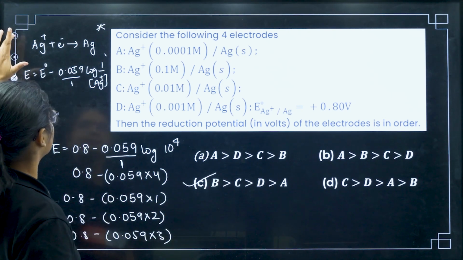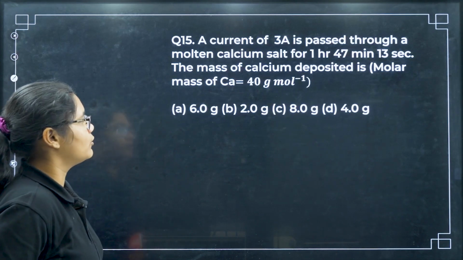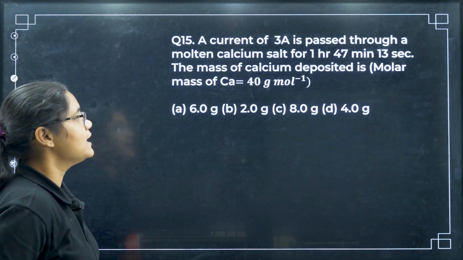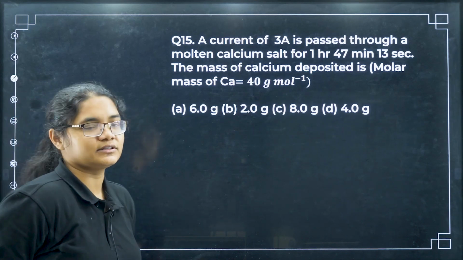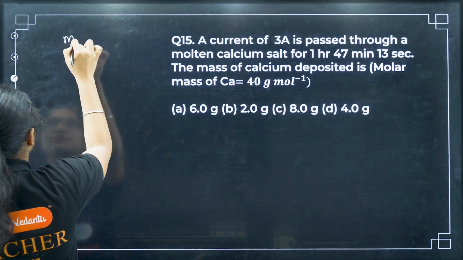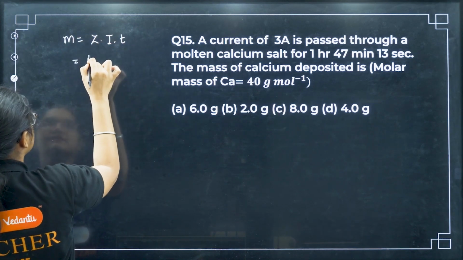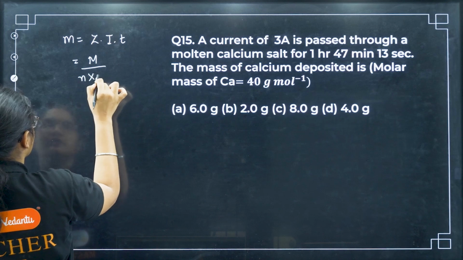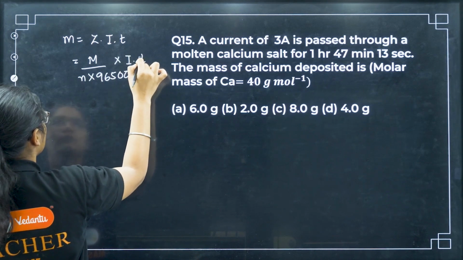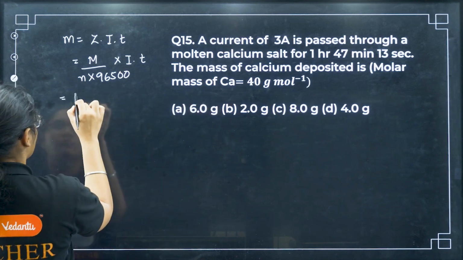Option number C. Next, current of 3 ampere is passed through a molten calcium salt for 1 hour 47 minutes and 13 seconds. Mass of calcium deposited is. So this is very direct formula based question. So we know that for Faraday's law, M is equal to Z into I into T, where Z is equal to molar mass by n into 96500 into I into T. Right? So now what is your molar mass here? Molar mass is 40.